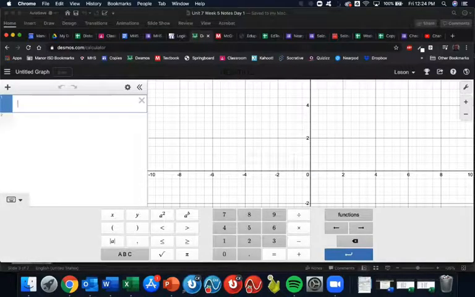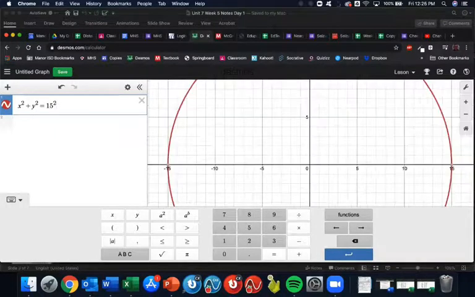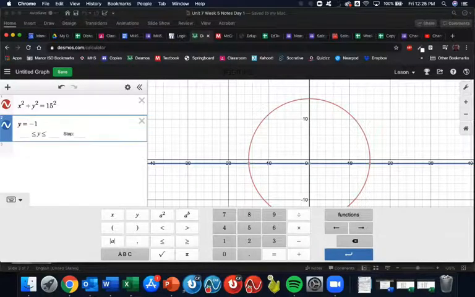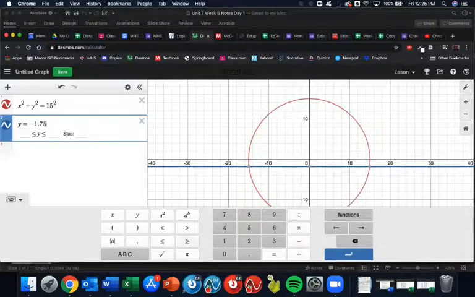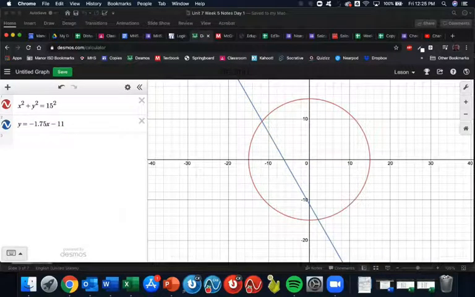So our equations were x squared plus y squared equal to 15 squared, which is 225, but I'll leave it as 15 squared for now. You can't see it on the graph just because it's a larger circle. And then we need to do our line, which is going to be y equal to negative 1.75x minus 11. So there is our path, and there is the radius of the tower.